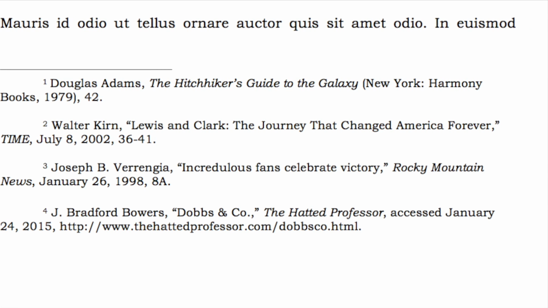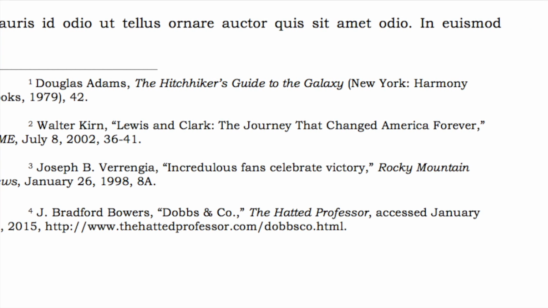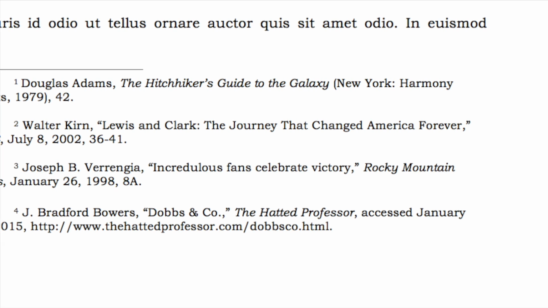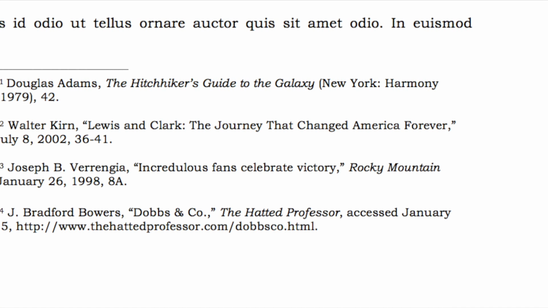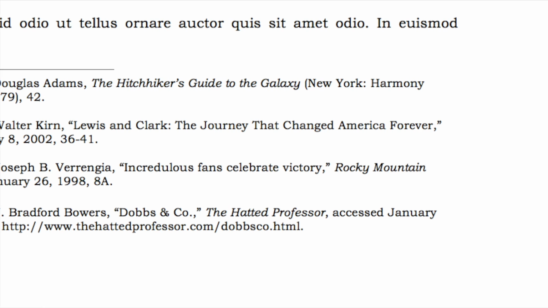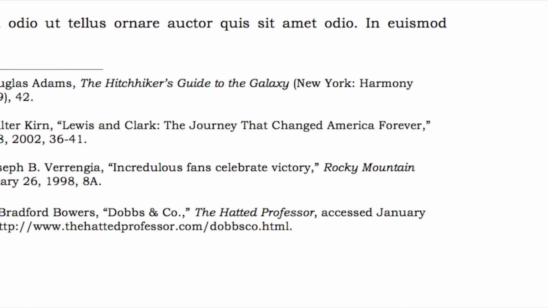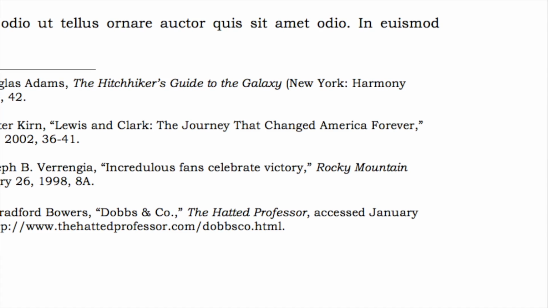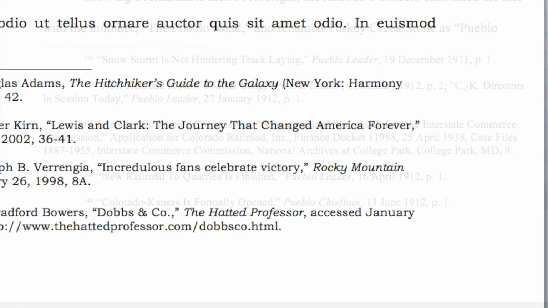Next, you have the date in which you accessed the website or the web page, the date you were actually doing your research. The last piece of information is the Uniform Resource Locator, also known as the URL or the website address. This way, the reader can access the same website that you did.